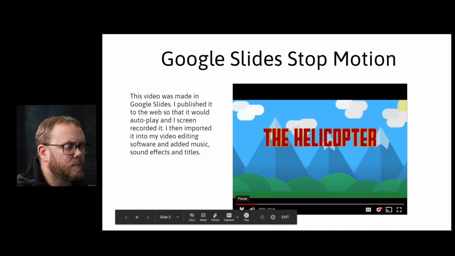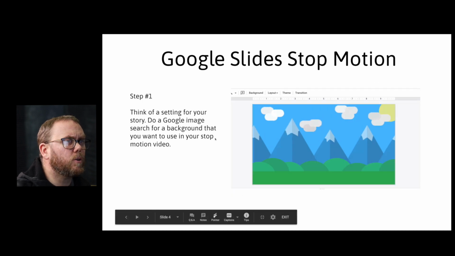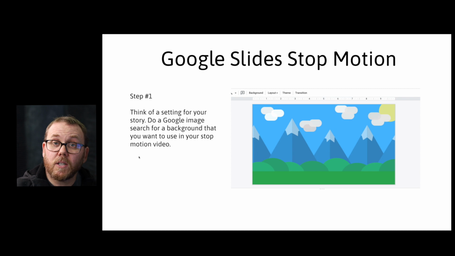All right, so what you'll need to do is in your Google Drive, open up your Media Arts folder and hit File, New, Presentation. Now, what I want you to do is think of a setting for your story. You can do a Google image search for a background that you want to use in your video. I wanted some mountains in the background, so I did mountains. I think that was pretty much it. Maybe I searched for cartoon mountains. I'll demonstrate this and we'll see how that goes.